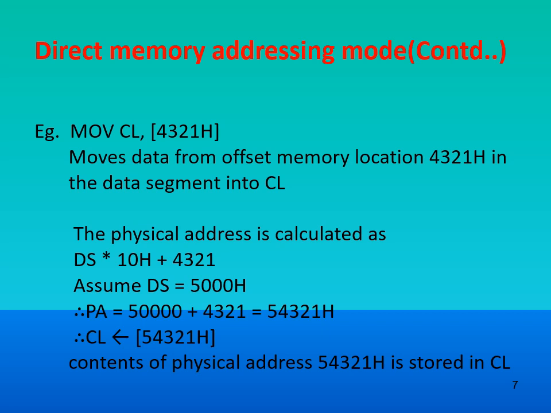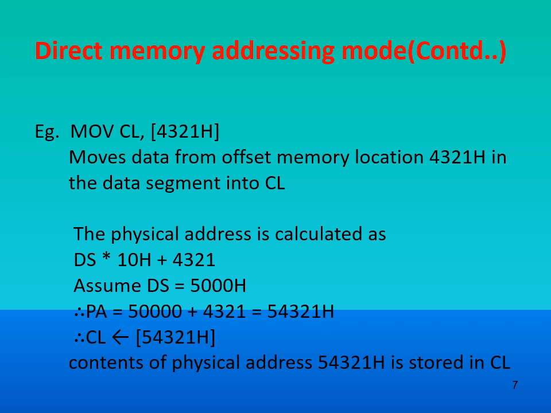How will you calculate the physical effective address? By default, you know that it's an offset address, it's a value. So the physical address will be calculated as DS times 10H plus 4321H. Why? Your data segment register marks the beginning of the data segment, where somewhere in that data segment the 4321H offset address is residing. So from the beginning we have to move an offset of 4321H. Then only you will find that data, and that data will be moved to CL.